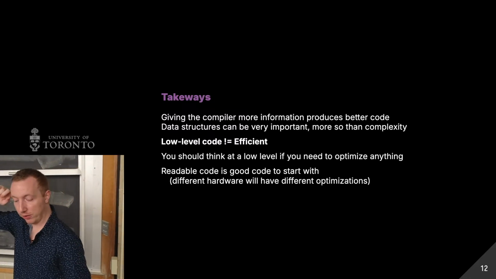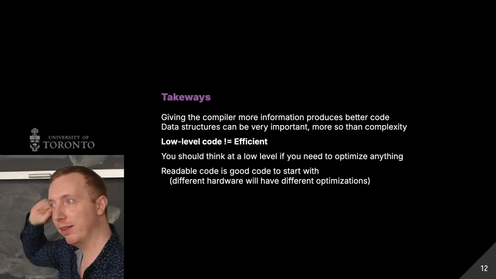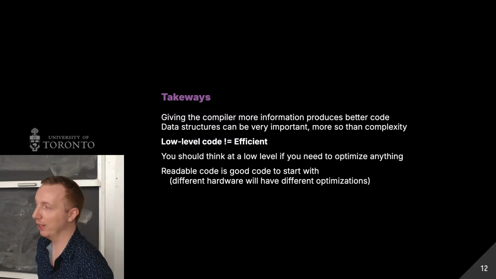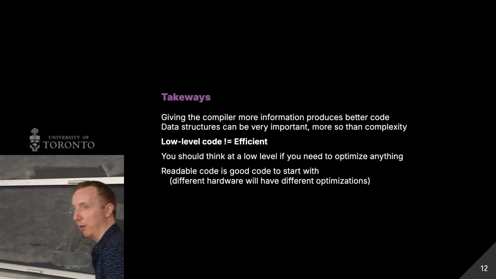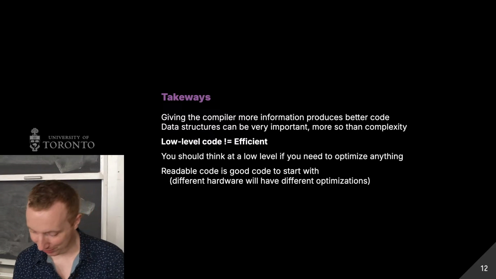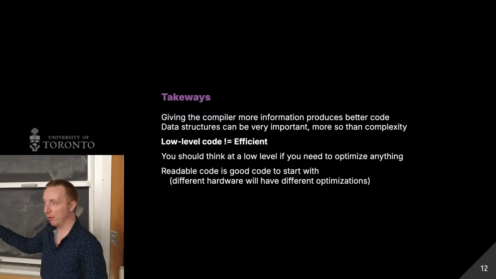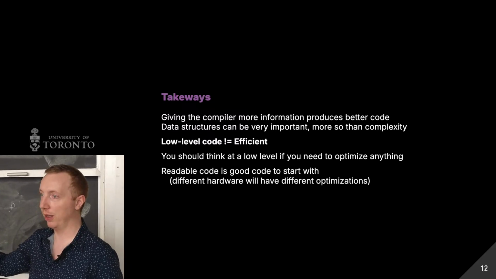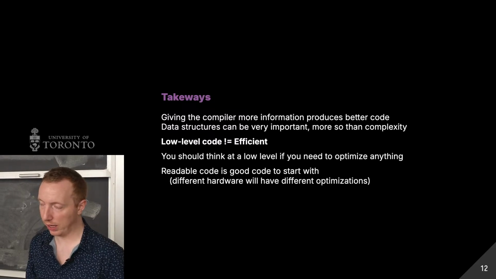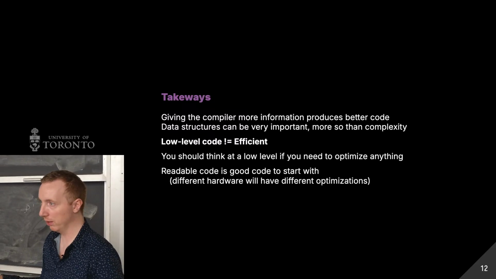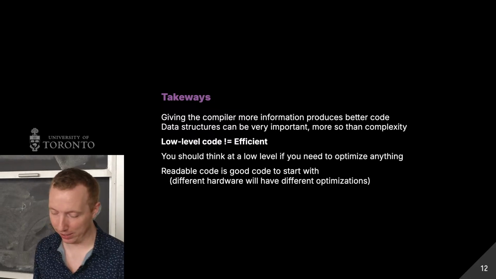Low-level code does not mean it's efficient. So writing in C does not immediately say it's better than C++. Writing in assembly does not say it's better than C or C++. In fact, you're probably going to write something really bad. So you can think at the low level if you need to optimize anything. So thinking about the instructions, looking at cache misses, things like that, if you need to optimize, is good, but programming that way to start off with is very, very bad.